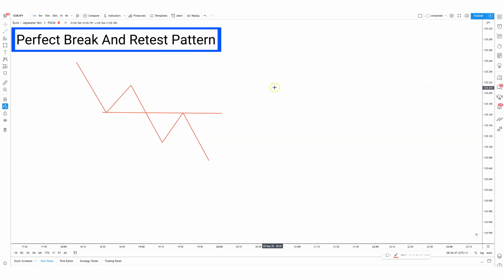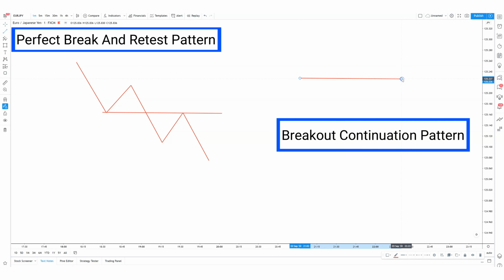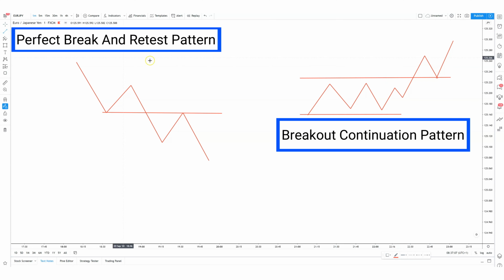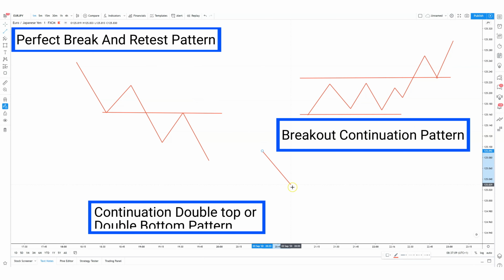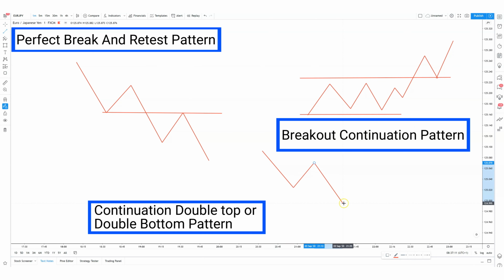The next pattern that we took a look at was the consolidation or the breakout continuation pattern, where price is trapped in an area with no clear signs of a directional bias, and we're looking for the break of that structure, a retest of previous structure, and then a continuation to the upside. And then our final pattern we took a look at was the continuation double top or double bottom pattern, where the market creates a level, comes back to respect that level, and then you get that continuation to the downside.